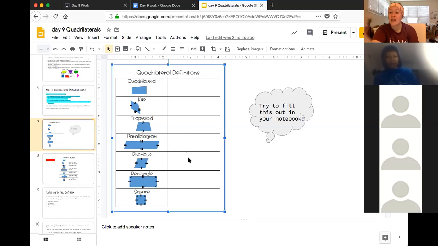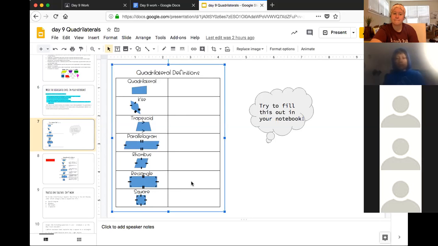Equal sides. Good. What do we know about the angles? They're all different. Two are acute. There's two acute and then there's two obtuse. Obtuse. Good. What do we know about a rectangle?